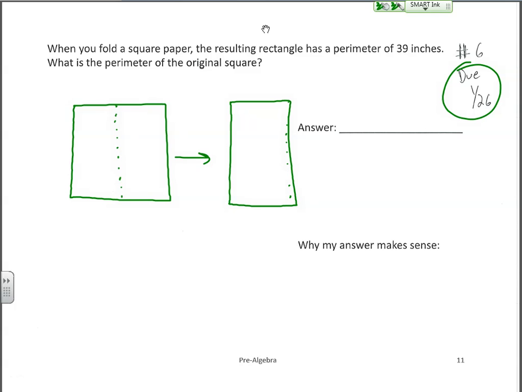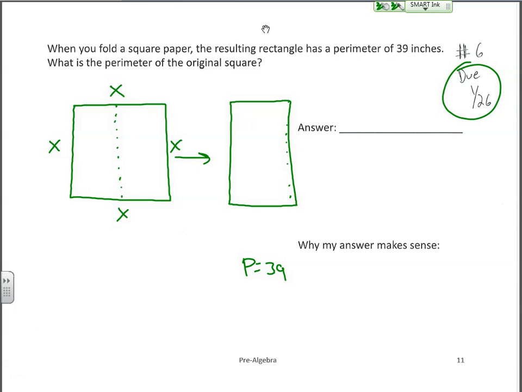Okay, so we know that the perimeter of our rectangle is 39 inches. And our job is to figure out what the perimeter of the original square, the original piece of paper, was. Well, knowing that it's a square, there are a couple characteristics of squares. One of them being it has 4 right angles. But in this case, the more important one is that all 4 sides are the same length. So even though we don't know what those side lengths are, we can label each of them x. If x equals 2, then each side length is 2. If x equals 5, then each side length is 5, right? So they're all the same.